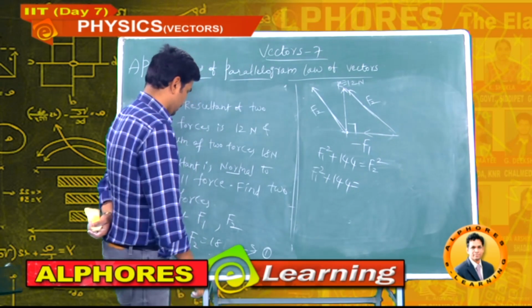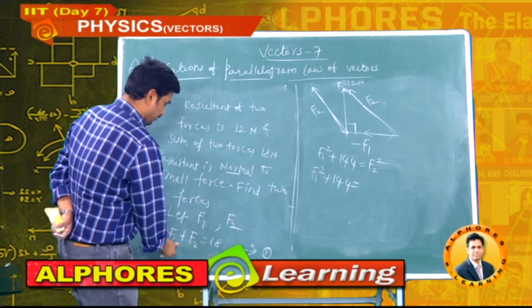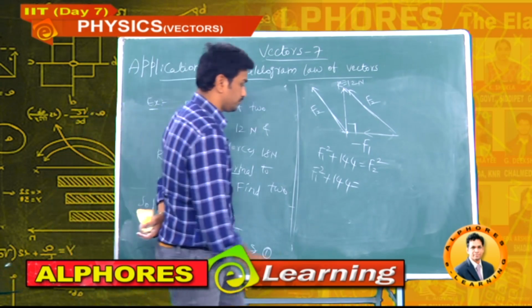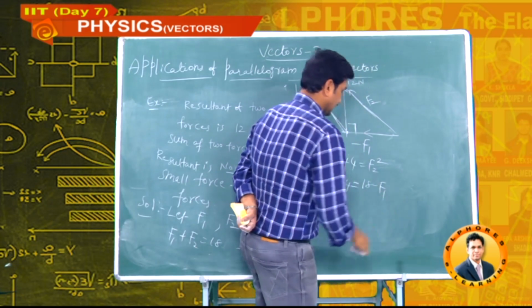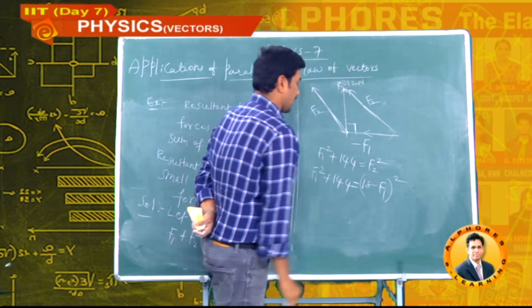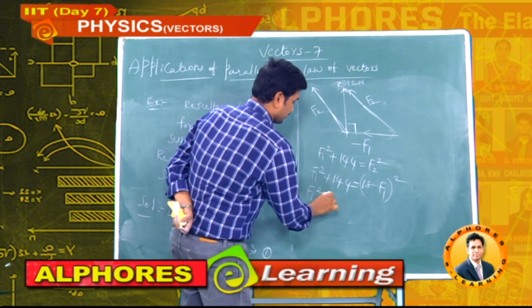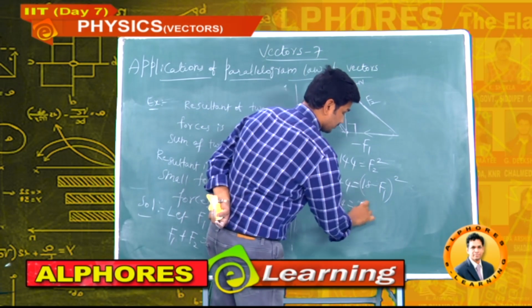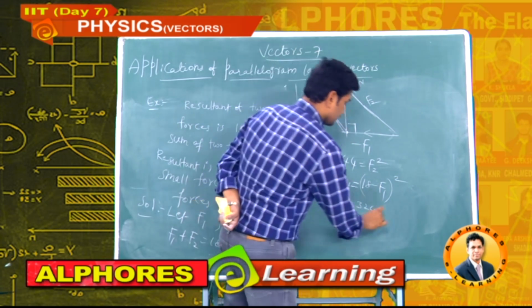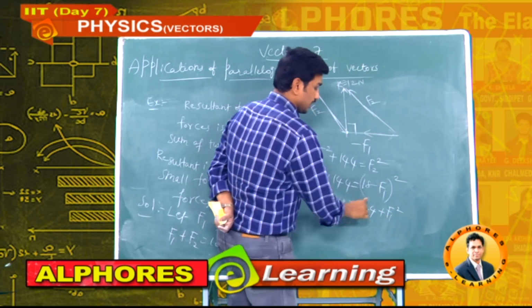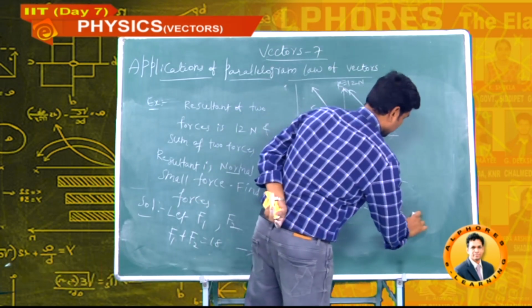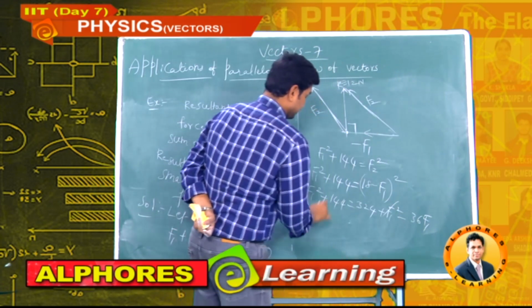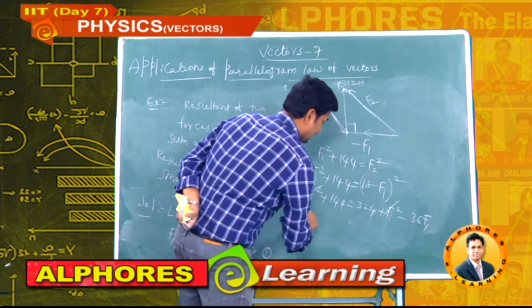Now, what is F2? Can I write F2 as 18 minus F1? So F2 is 18 minus F1, whole square. Now F1 square plus 144 equals (a minus b) whole square, 18 whole square 324 plus F1 square, 2ab, minus 36 F1. Now F1 square is cancelled. Now 36 F1, can I take this to this side?